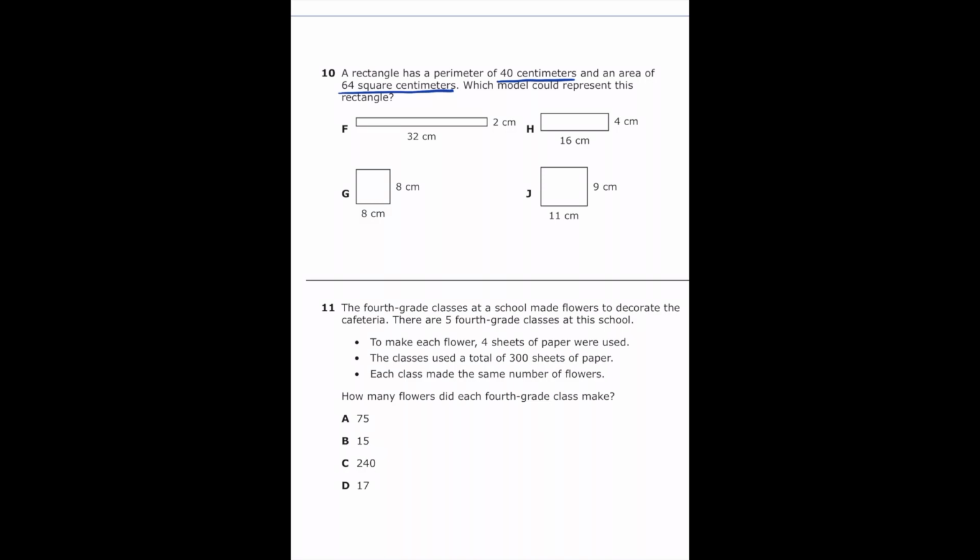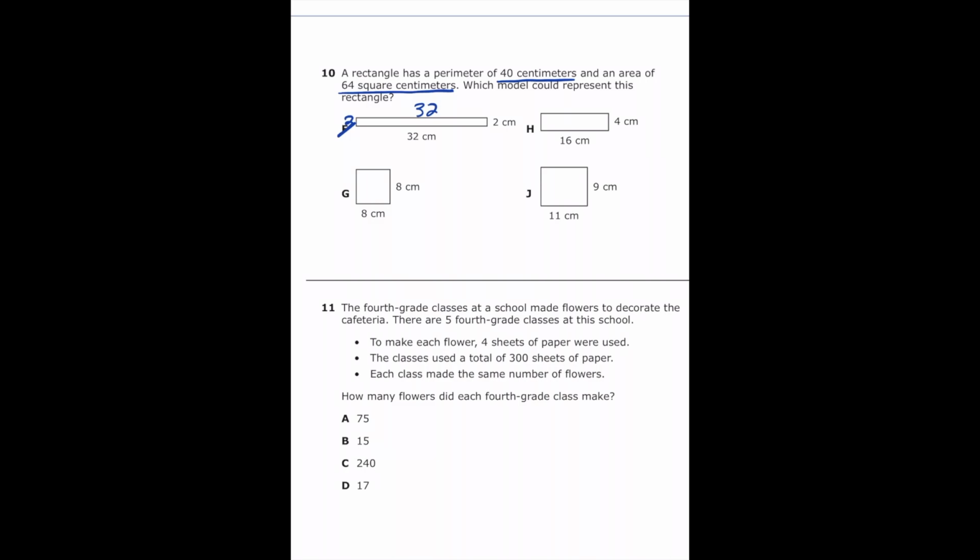So letter F, we have 32 and 2. And obviously we're also going to have a 32 on this side and a 2 on this side. So I can already tell once I add up the 32 and the other 32, I'm going to end up with 64, and we're already going to be way bigger than that 40 centimeters that our perimeter should be. So I'm going to go ahead and mark out letter F.